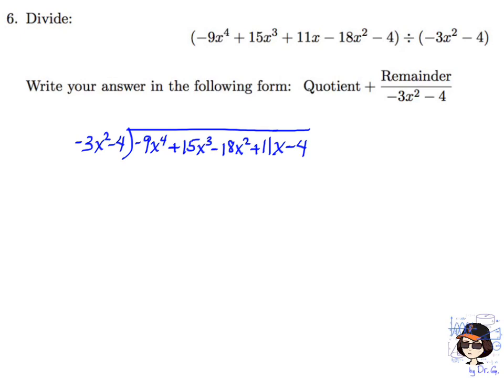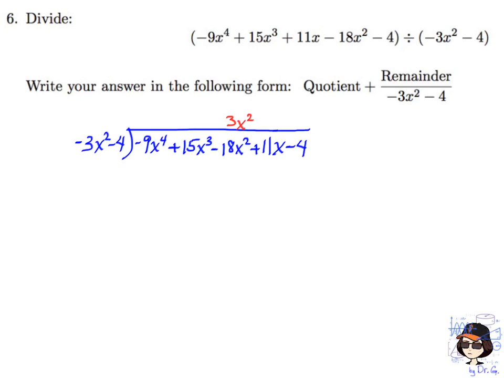Negative 9x to the 4th plus 15x to the 3rd minus 18x squared plus 11x minus 4. Okay, I got all my minus signs. So now we look at the leading terms. Negative 9x to the 4th divided by negative 3x squared is positive 3x squared. And I write it above the x squared term. And that's not a big deal if you don't do that. That's okay. And then we do the multiplication.